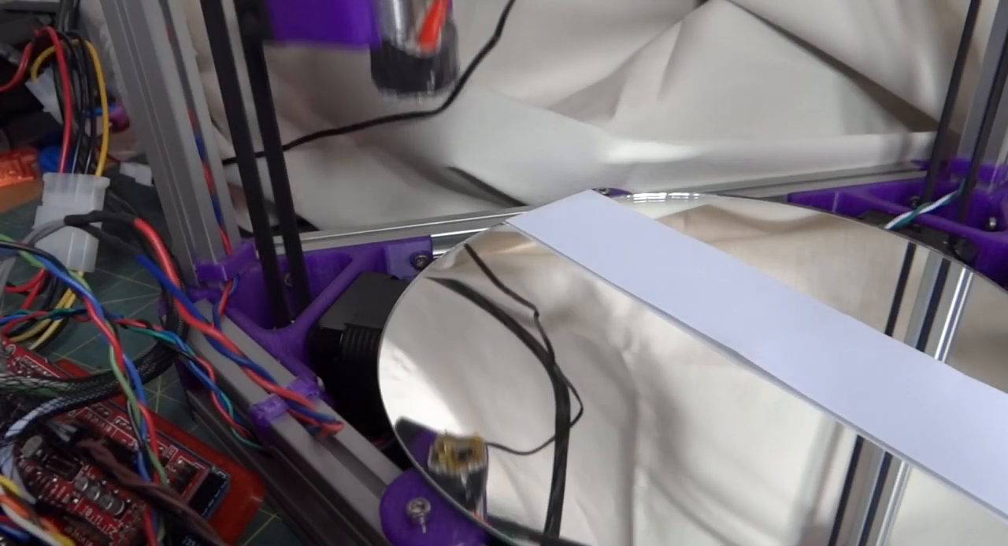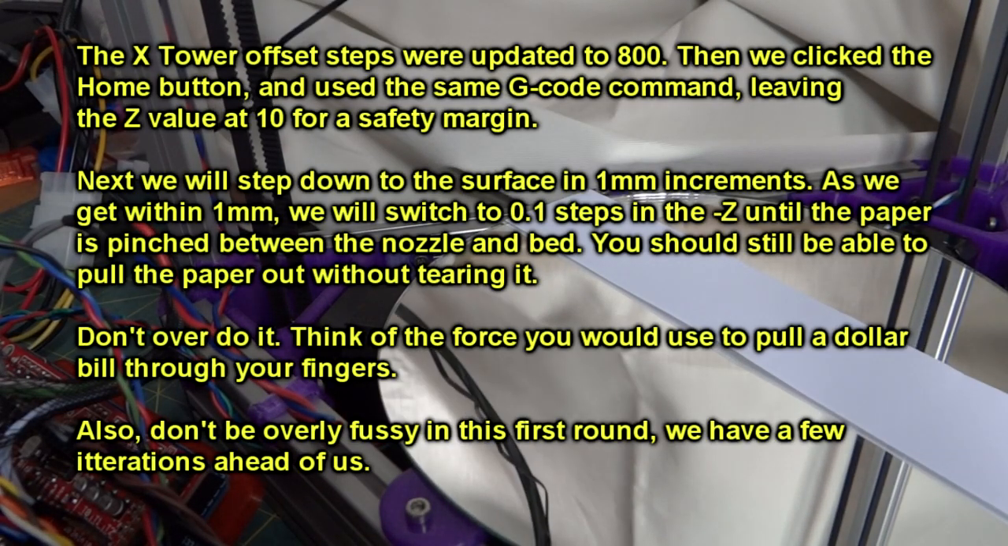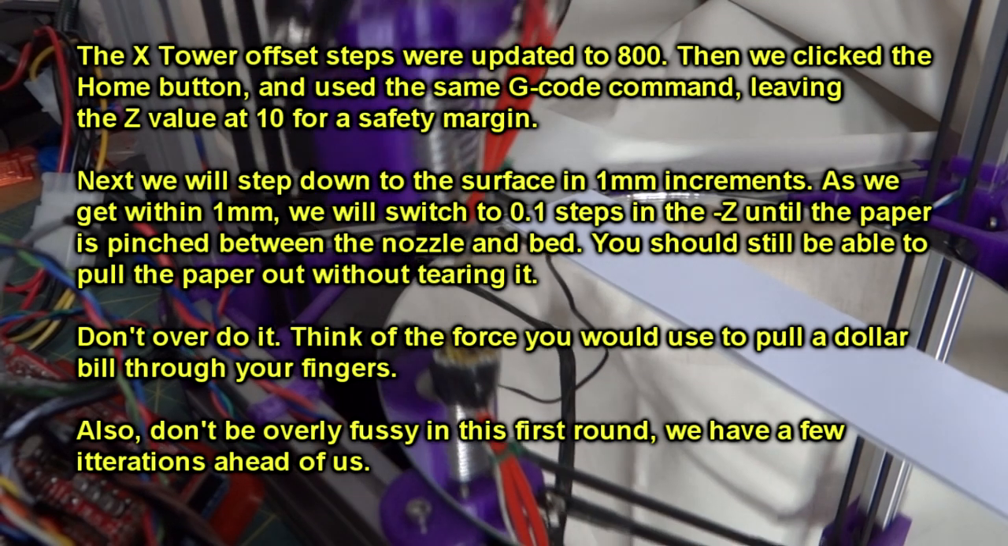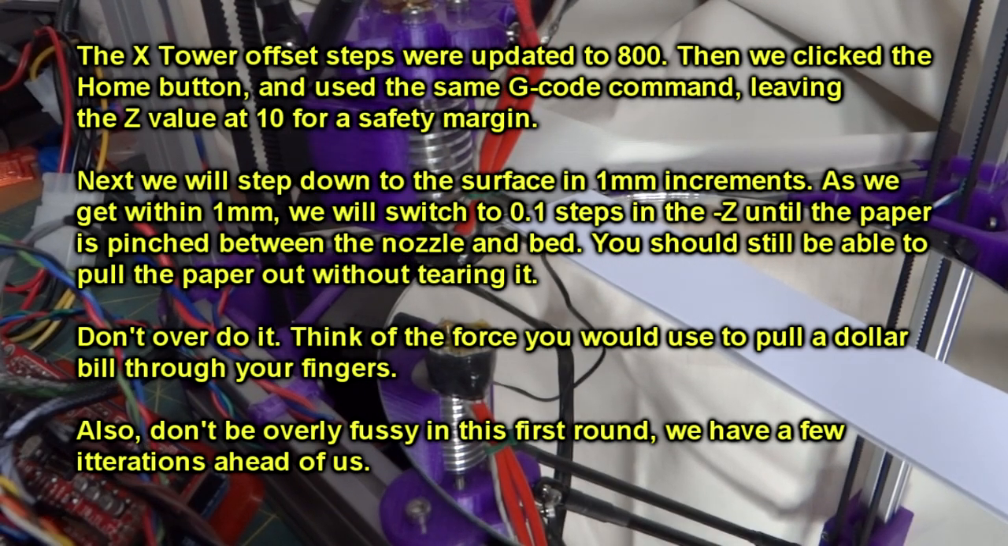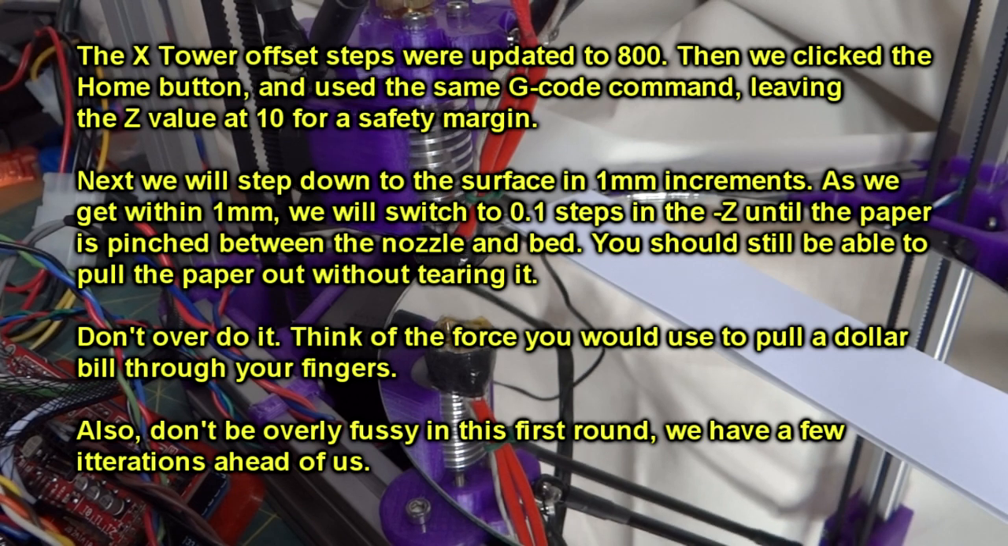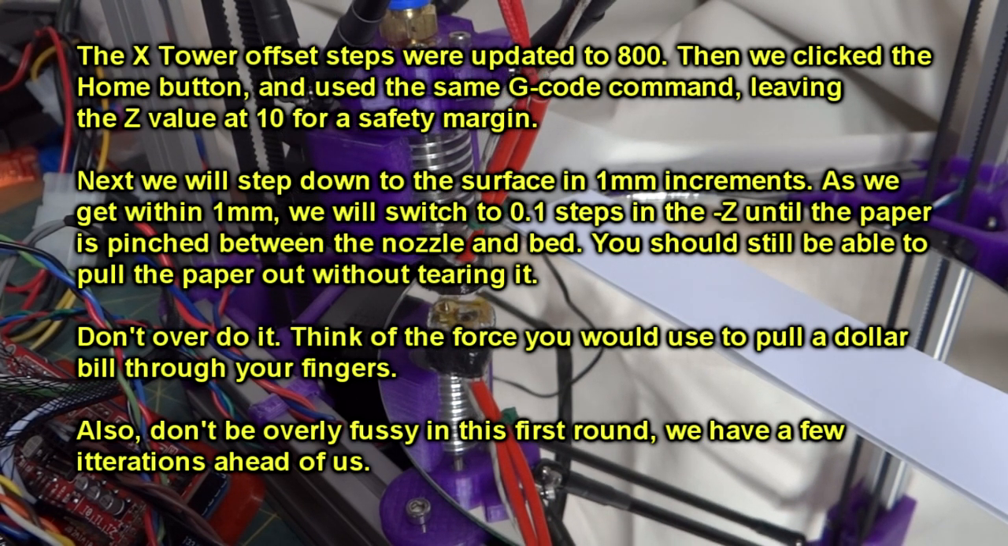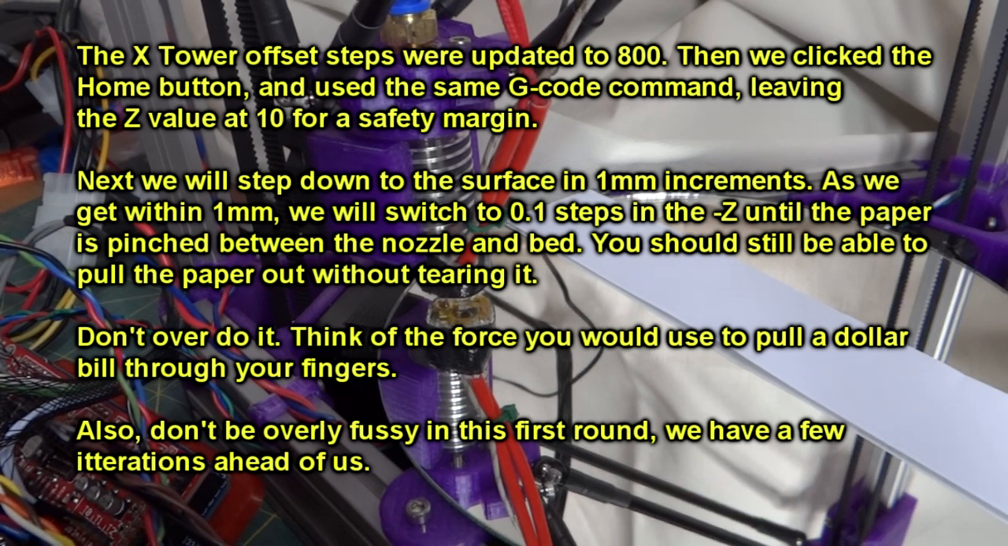I rehome. And let's go right back down where we were. Okay, so we should be at 10 millimeters. Let's step down. 7, 8. Getting close. I'm gonna micro step here. Okay, so it's saying I'm at 1.9.